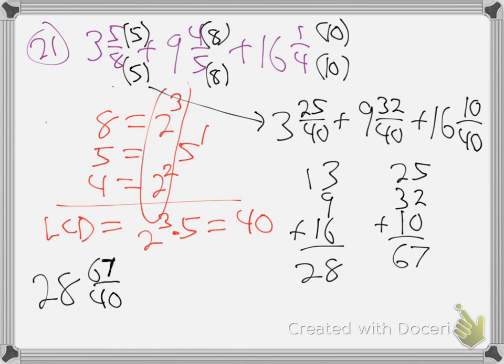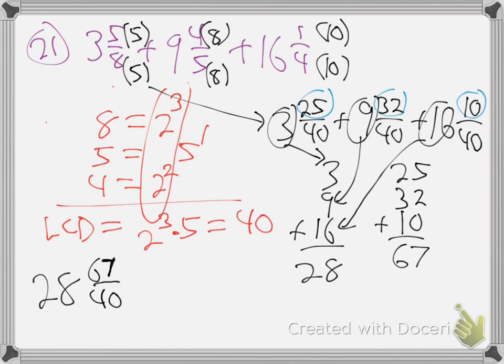Let me slow down. Am I losing you? We're not done. So see what I did? I just grabbed the 3 whole numbers, right? The 3, the 9, the 16, and added them up. And then I added the 3 numerators up right here. Good? And the denominator is still 40. That hasn't changed. Common denominator.